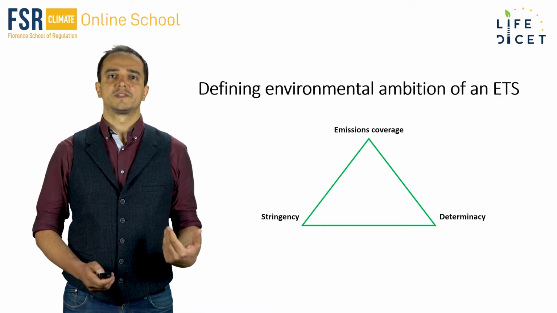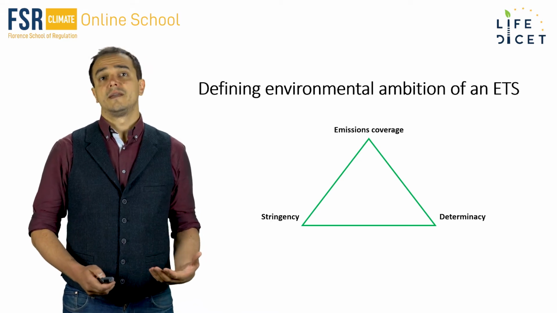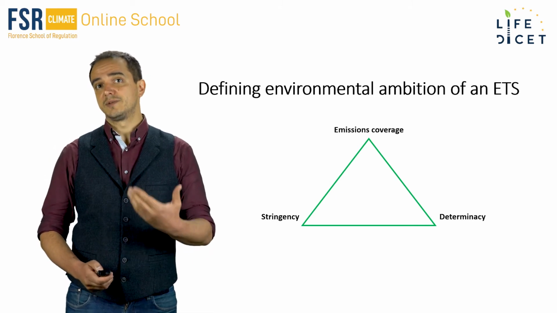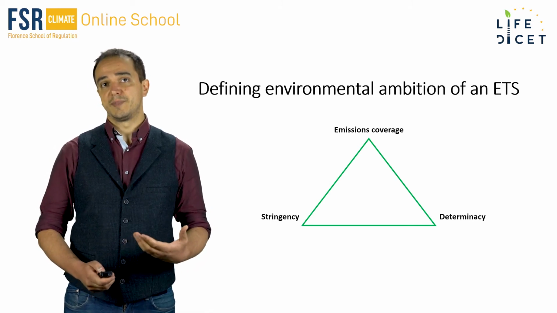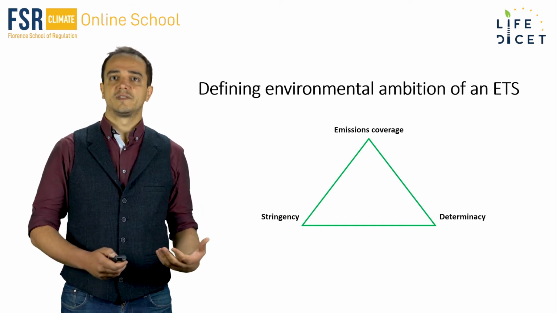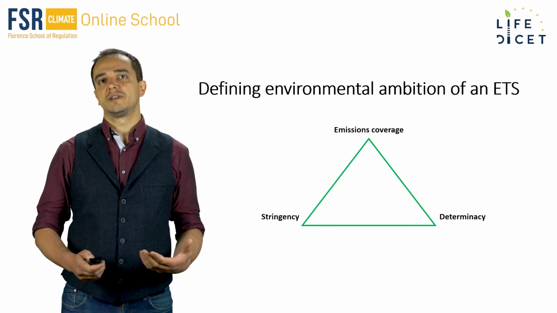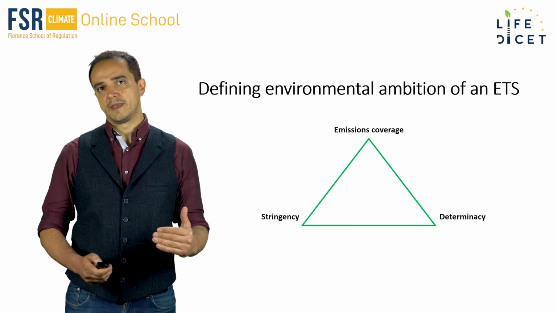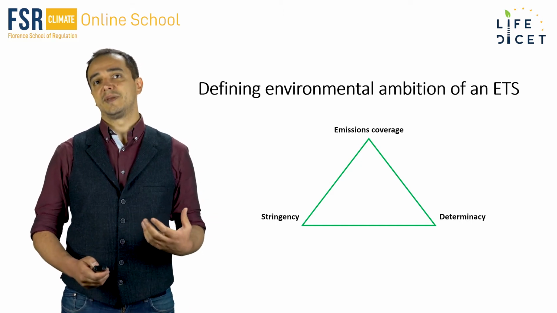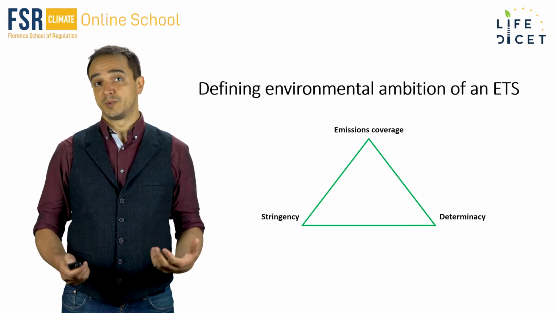Determinacy refers to the degree of certainty that regulated emissions stay below a certain level. Importantly, this dimension allows us to distinguish between absolute cap ETSs, also known as cap-and-trade systems, and relative cap ETSs. Examples of the former are the EU ETS or California's ETS, which by design ensure that emissions stay below a certain level. Conversely, China's ETS will be a prominent example of a relative cap ETS, which allows for higher or lower emissions depending on the evolution of output.